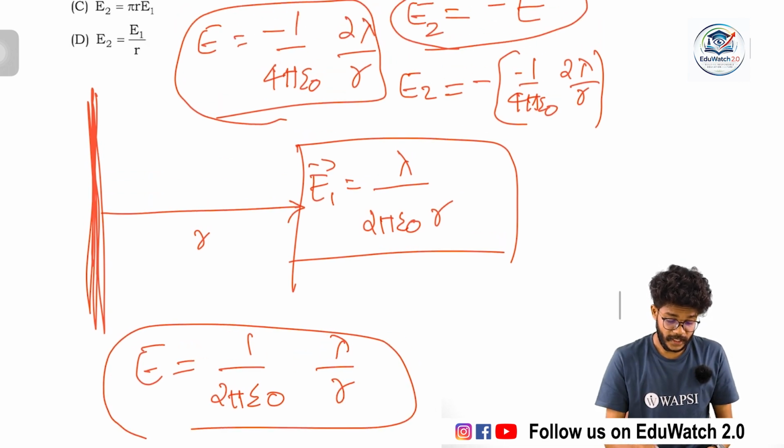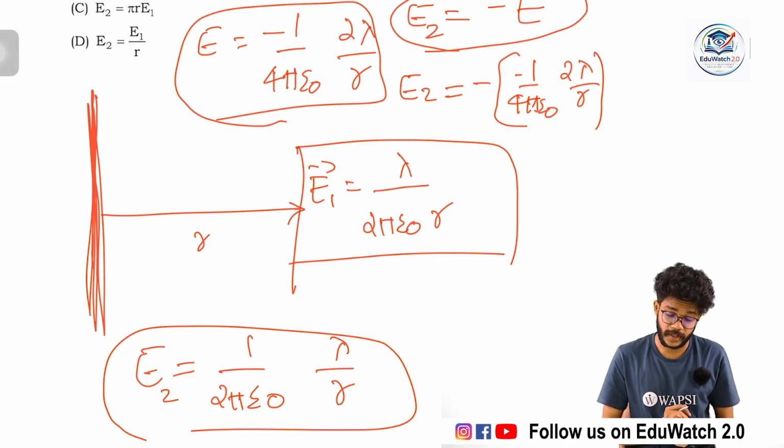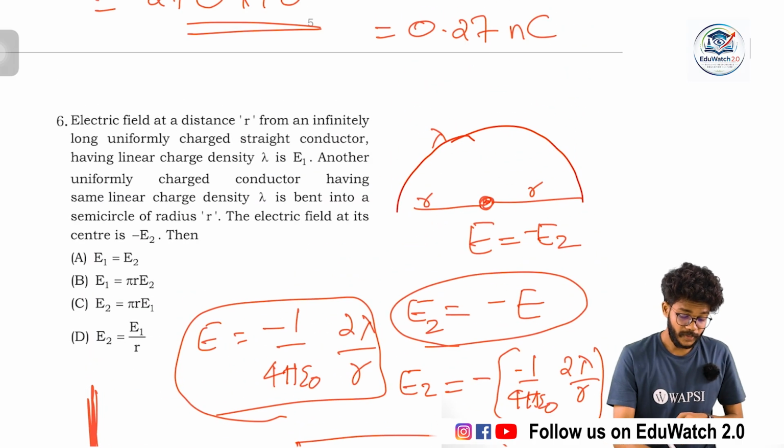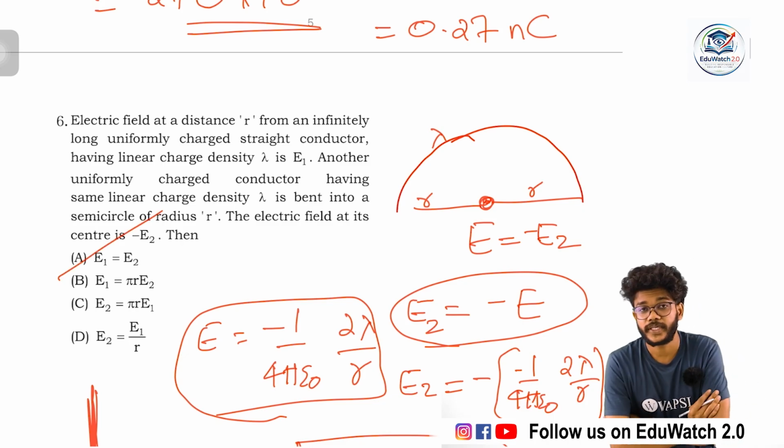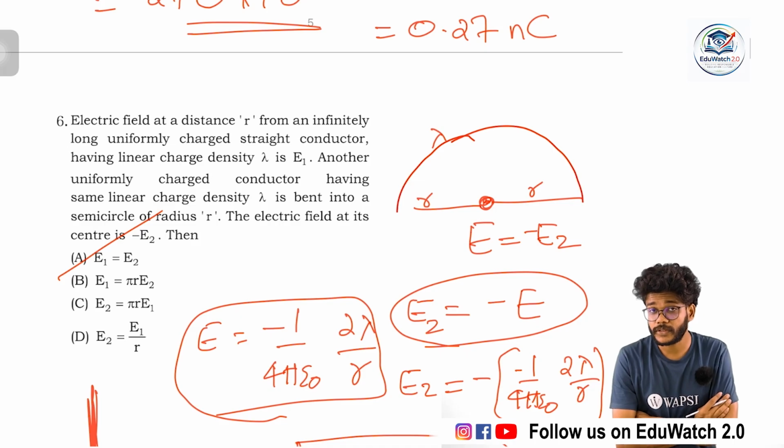Okay. So what is E1? E1 is lambda by 2 pi epsilon 0 r, and what is E2? 1 by 2 pi epsilon 0 lambda by r. So E1 is equal to E2. Which option is the correct one? Option A, E1 equal to E2, is the correct option. Okay, can we move to the next question? Yes.